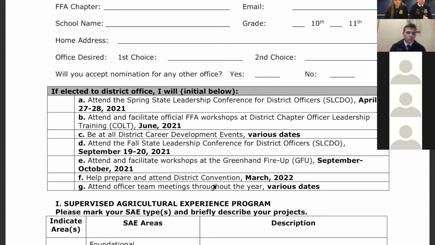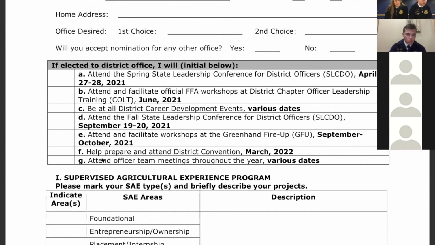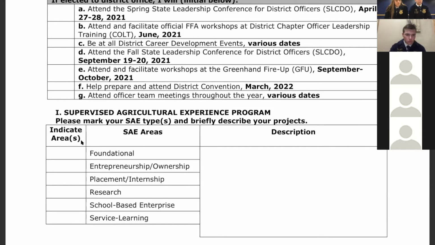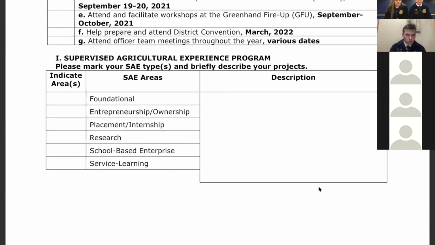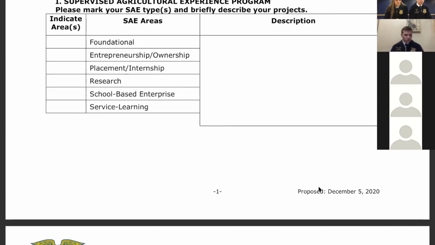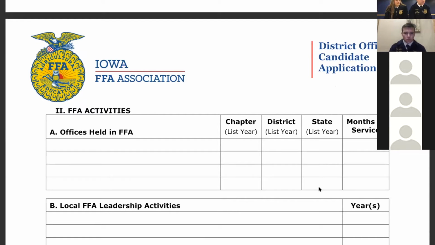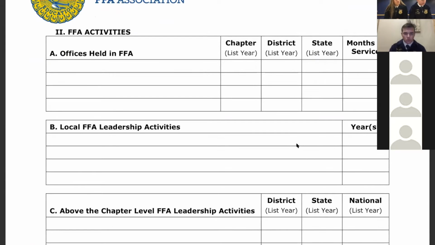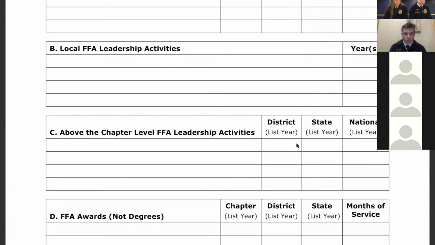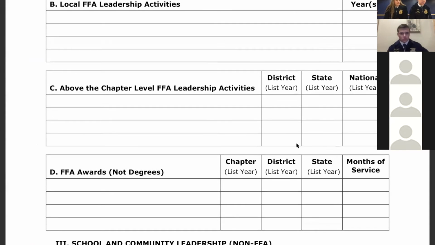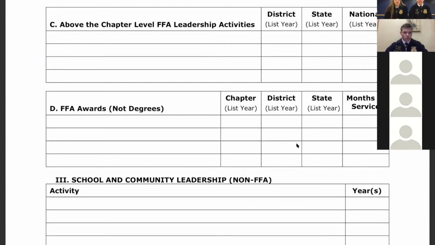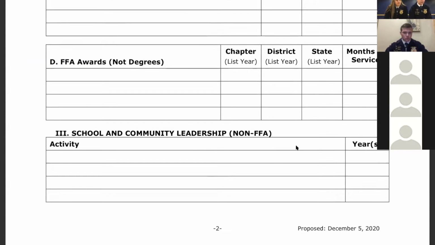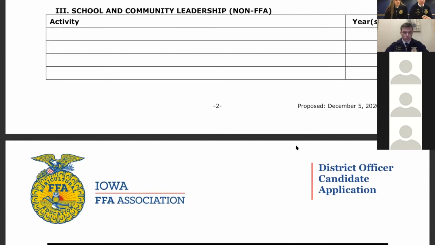Yeah, definitely. And then going on down the sheet here, you'll initial these after you read them. Then you'll talk about your SAE, describe that a little bit, so the nominating committee, when they review these, will have an idea of you, your background, your SAE. Going down onto the next sheet, we have the offices held in FFA. I think those are pretty self-explanatory. Yep. Your local leadership activities, the above-the-chapter leadership activities, and then the FFA awards. These aren't degrees. These are just awards that you've earned. That gets a little confusing. I know when I filled the application out, I got a little confused on that. And then going on down the line, the school and community leadership would not be included in your FFA leadership.